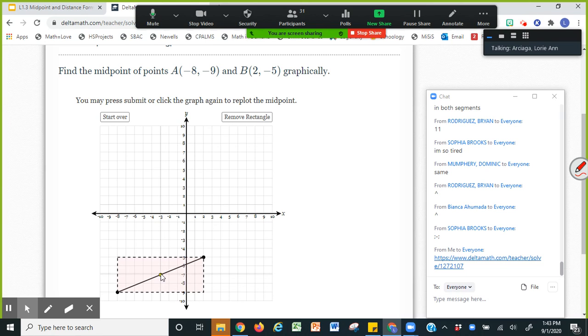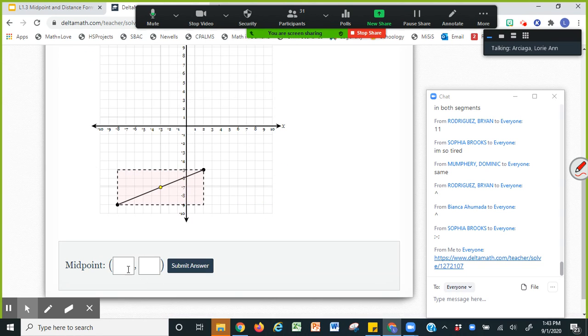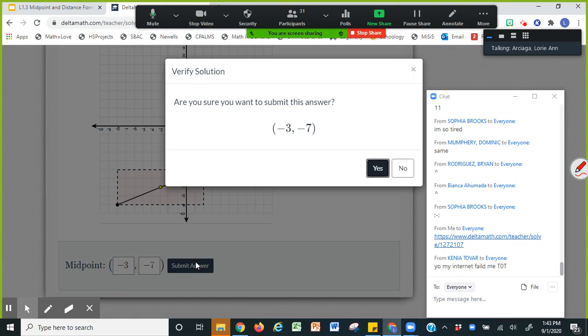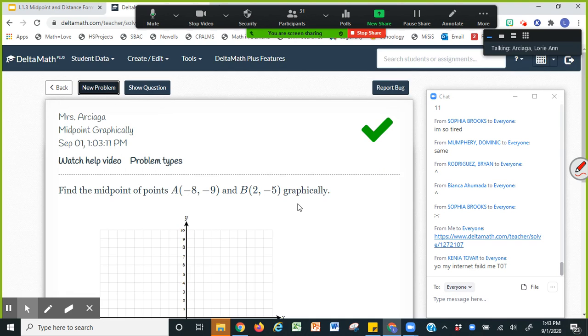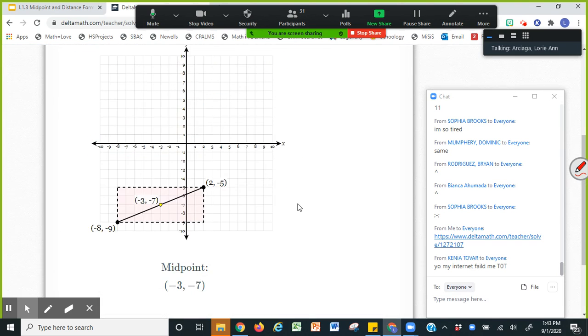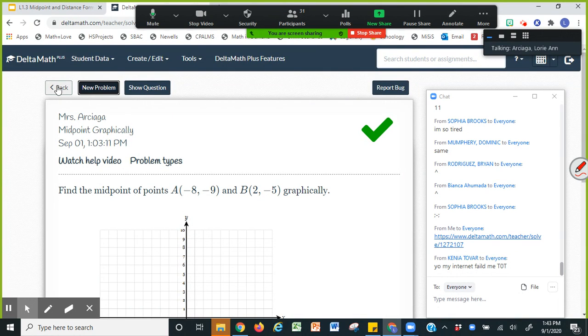Now let's find the coordinates here. If you're going to enter your answer, you have to put the number itself. So the x number here is -3, and the y number here is -7. And then you submit the answer. I think there will be 2 questions that you will turn in like this. So that's correct.